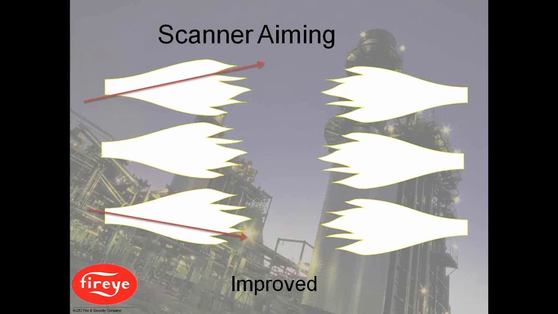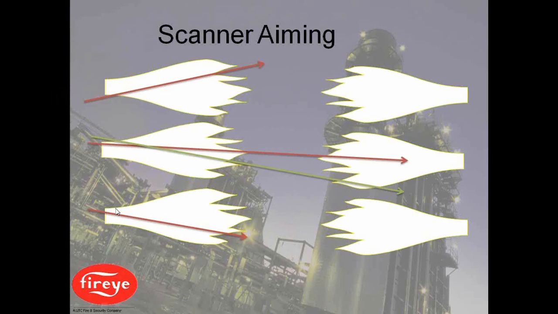So good scanner aiming in a multi-burner application would be typically mounting the scanners on the inside facing the outside walls of the outside burners. And then on the central burner, we would want to avoid, if possible, the red line, because again, that's going to go into the heart of the opposite flame, where this one will try to catch the edge of it but not hit the other flame.